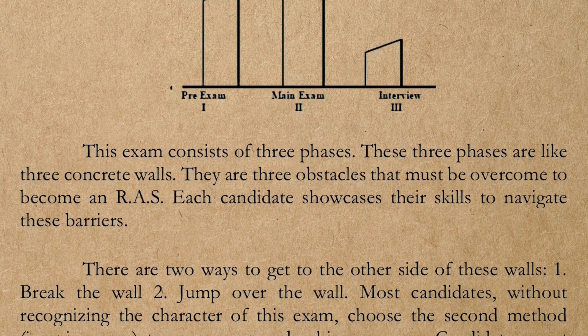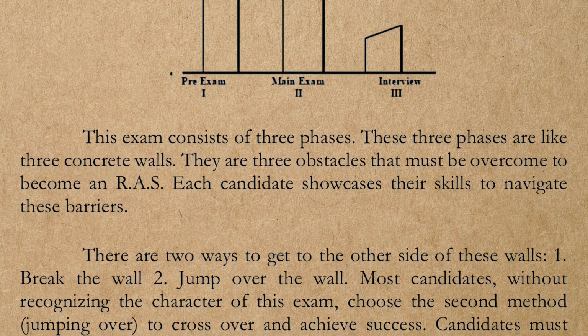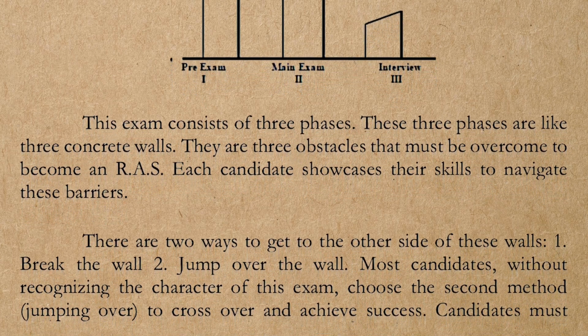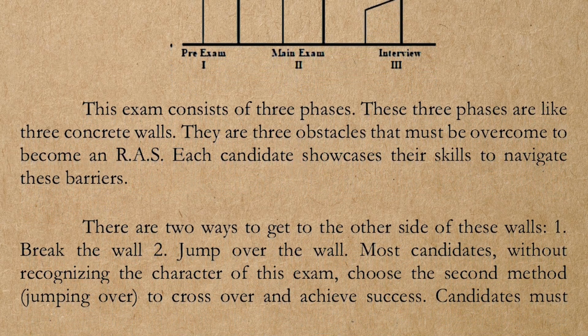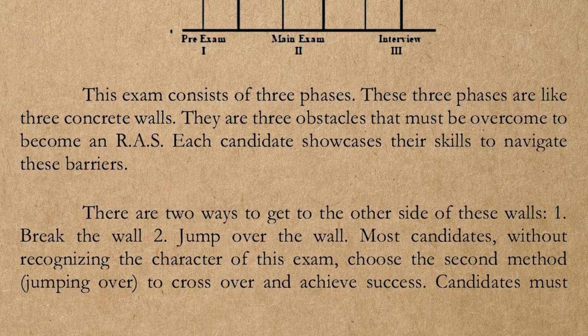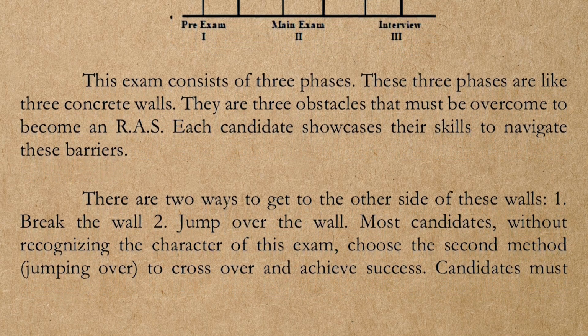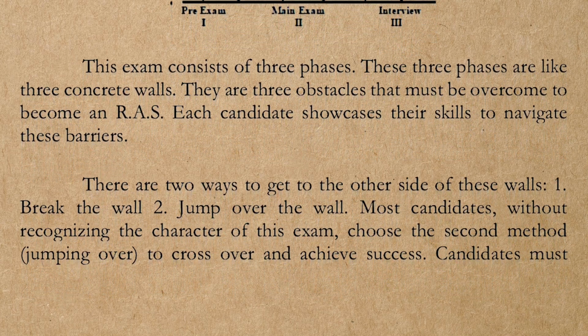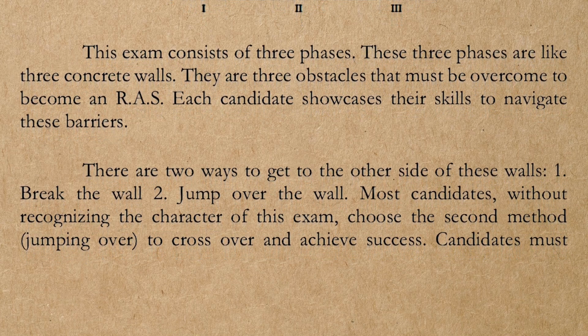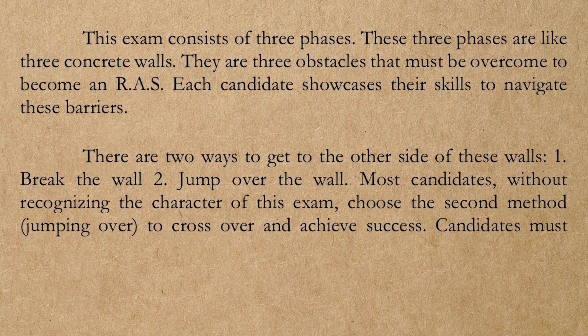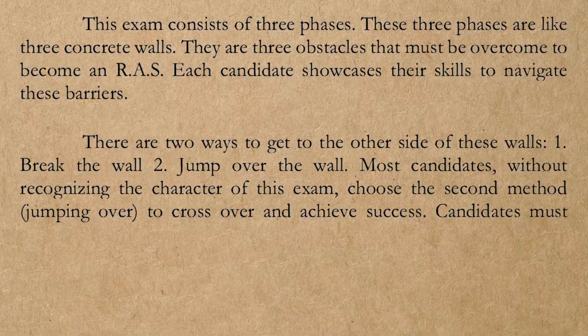There are 2 ways to get to the other side of these walls. First, break the wall. Second, jump over the wall. Most candidates, without recognizing the character of this exam, choose the second method, that is jumping over, to cross over and achieve success. Candidates must discover for themselves that the second path is simpler and quicker. They also need to identify and employ the best techniques for jumping.